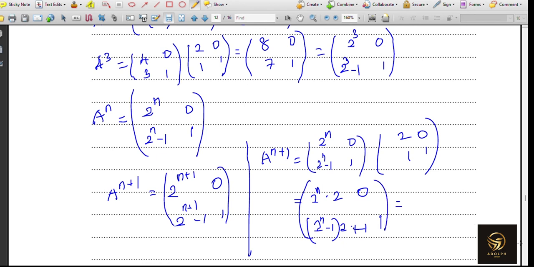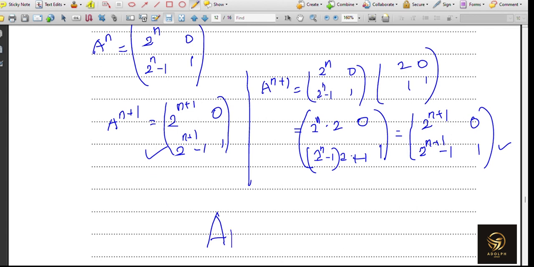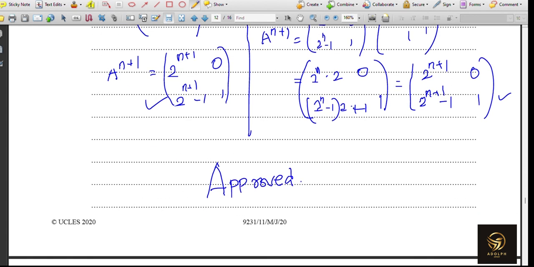Then if we simplify and check whether we are getting the answer, 2 power n into 2 can be written as 2 power n plus 1. Yes, and it's 0. Then 2 power n minus 1 into 2, so 2 power n into 2 is 2 power n plus 1, and 1 into 2 is negative 2, negative 2 plus 1 is negative 1, and this is 1. Yeah, both are satisfying, so we have checked and we are proving it. Or you can even write hence proved.